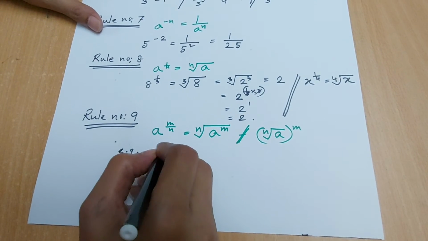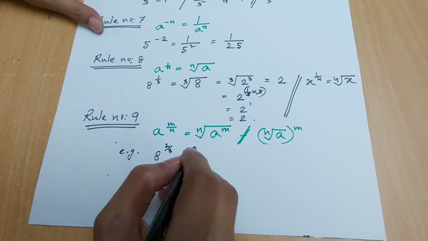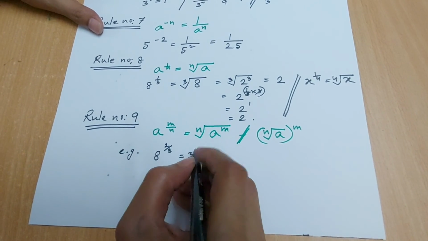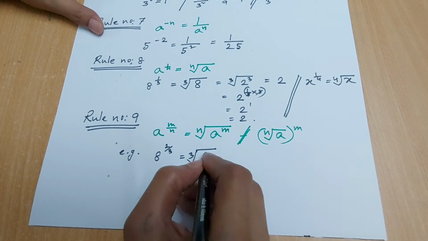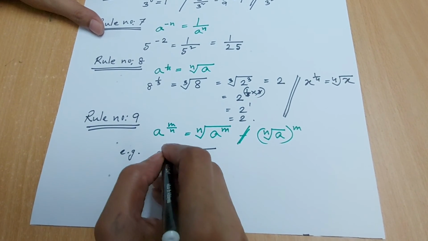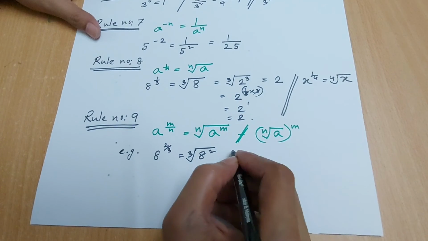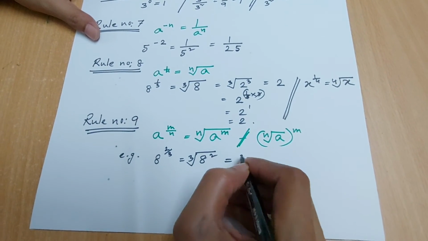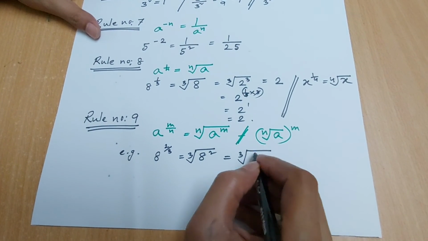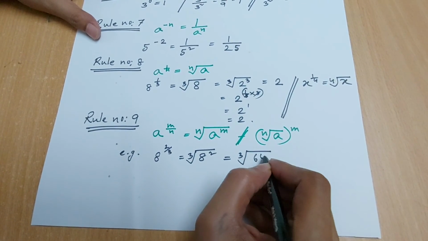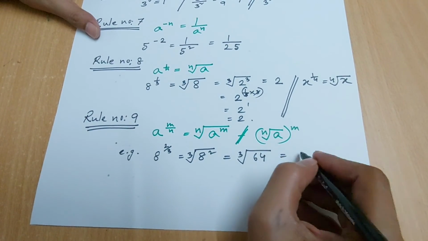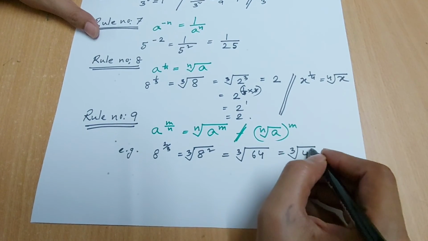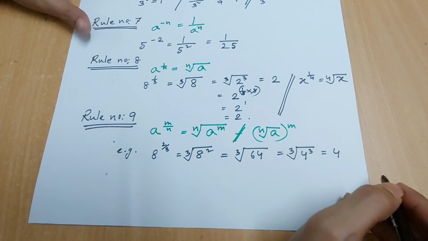8 power 2 by 3 equal to, 3 will make the root and 2 will raise the power. It is simplified in this way: cube root of 8 square equal to cube root of 64, and cube root of 4 cube equal to 4.